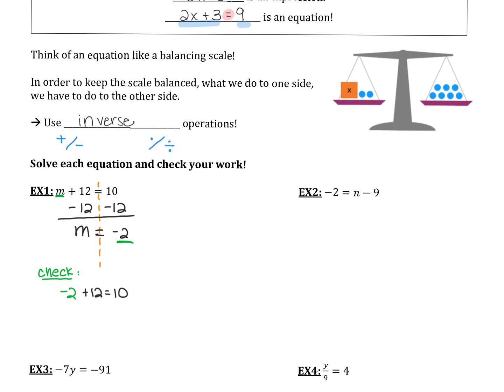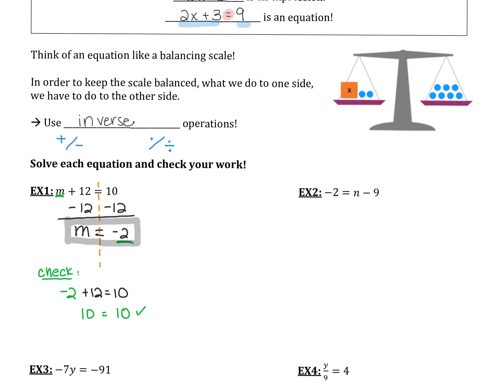And now what I'm going to do is just do the operations as they're listed. Negative 2 plus 12 is positive 10. And positive 10 does in fact equal positive 10. So because I got both sides to be equal, meaning they're balanced, I know I got the correct answer. So my answer is m equals negative 2. All right, try example 2, hit pause, come back and check your work.